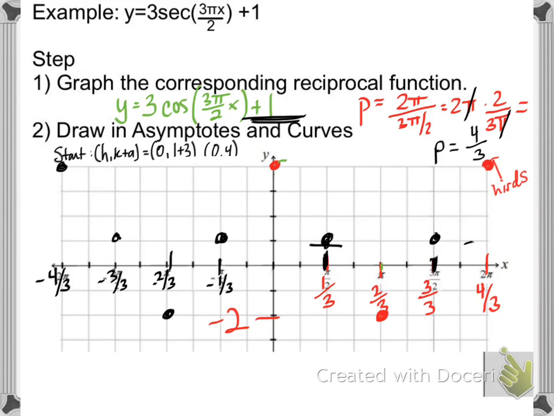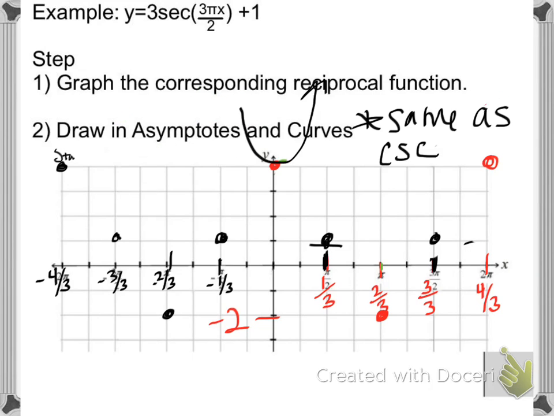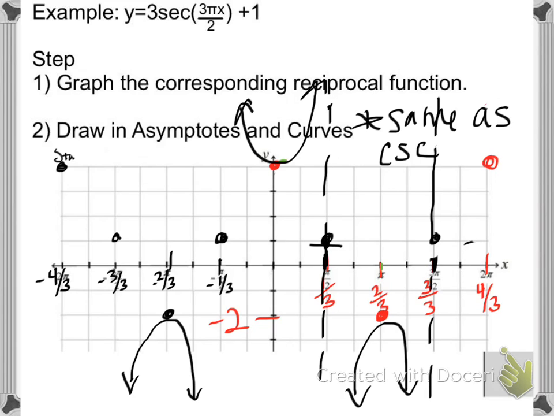Now I need to graph my secant function. So using the same idea as cosecant, I'm again not going to really sketch in cosine. I'm going to draw curves at the max and min and asymptotes in the middle. So curves at the max and the min and asymptotes at the middle. And this is my graph of secant.